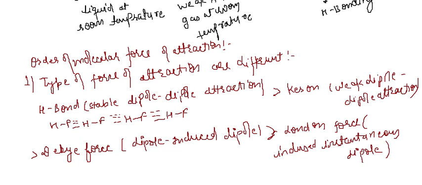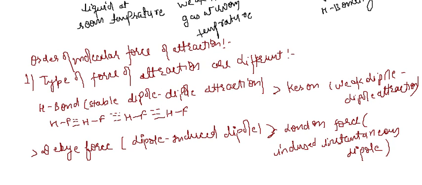So there are four types of attraction. The strongest is hydrogen bond, then Keesom, then Debye force, and then London force. These are the four categories of molecular force of attraction. Now what is Keesom? Keesom forces are present when X equals chlorine, bromine and iodine, and the bond is HX.